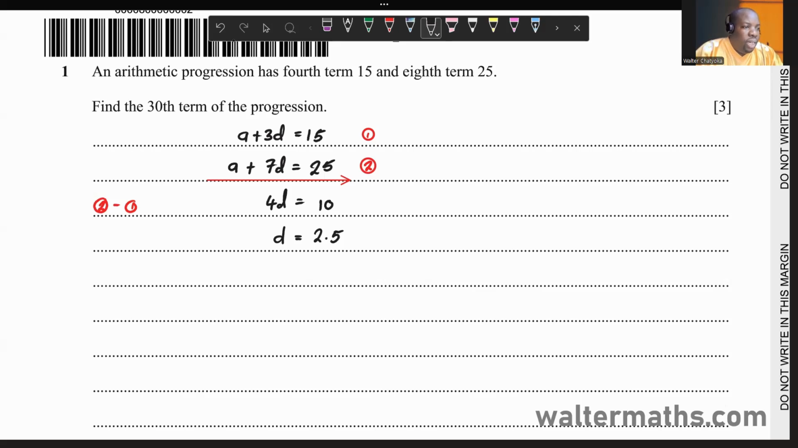2.5. Now, if D is 2.5, if we take any one of the equations, say we take equation 1, we can use that to get the value of A, where A will be 15 minus 3D, but D is 2.5, so it's like 15 minus 7.5, which is 7.5.